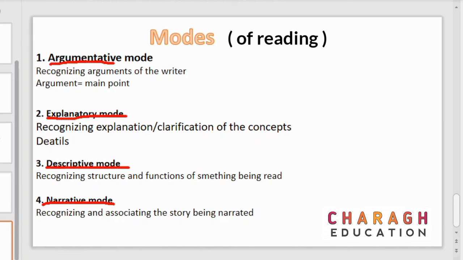So let me conclude the moods of reading. Mood refers to a way or manner of reading or studying. There are different modes of study or reading. Argumentative mood refers to a mood in which you find an argument in your reading. Second is explanatory mood. In explanatory mood, you actually want to clarify and understand yourself. In descriptive mood, you want to know about the structure and function of something. In narrative mood, you want to know the story.